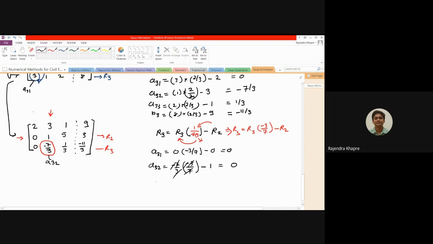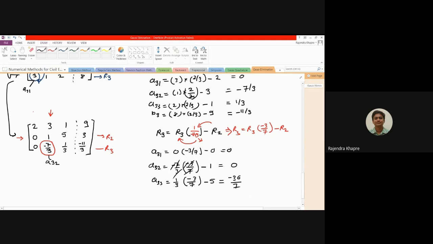And next a33. So for a33 you have 1 by 3 into, the coefficient is minus 3 upon 7 minus the corresponding, this is 5, okay. So how much will this be, someone please tell me. Minus 36 by 7. Minus 36 by 7, okay.